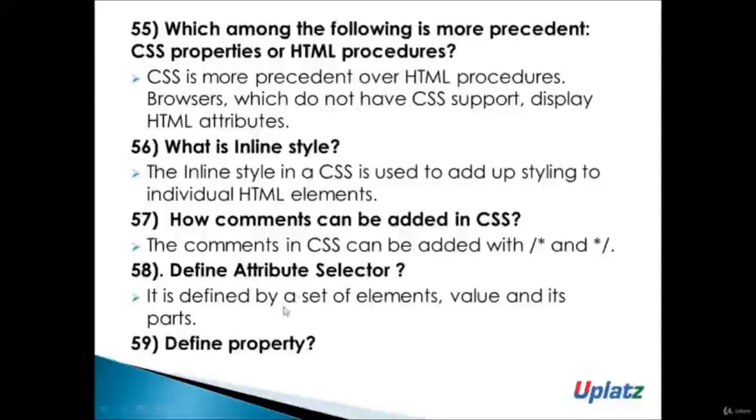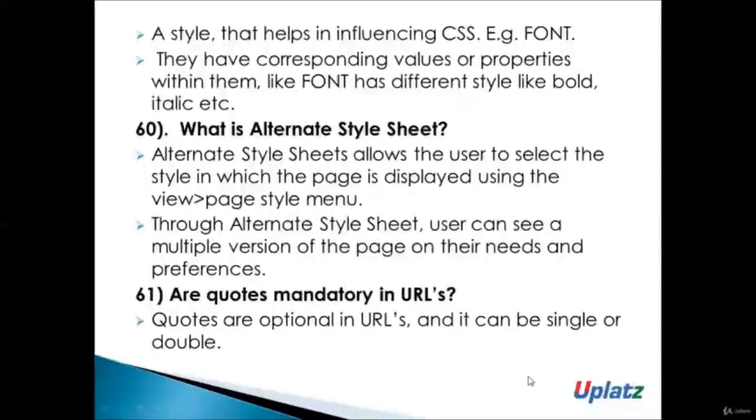Define attribute selector. It is a set of elements, values, and paths, nothing much. Define property: a font has different styles like bold, italic. So font is an attribute, and bold, italic are properties of that particular attribute. Next question, what is an alternate style sheet? It allows the user to select the style in which the page is displayed. You can also see multiple versions of that.